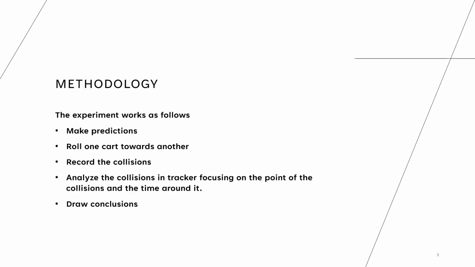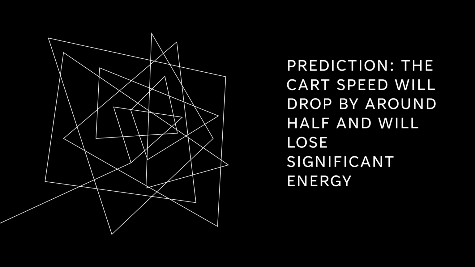Alright, so what are we doing? First of all, we're making predictions, which we'll go over in the next slide. And then we're going to take a cart, roll it towards another that's stationary, record the collision, and then analyze that collision in Tracker, focusing around the time of the collision, and then we draw conclusions from that and see if we match the prediction.